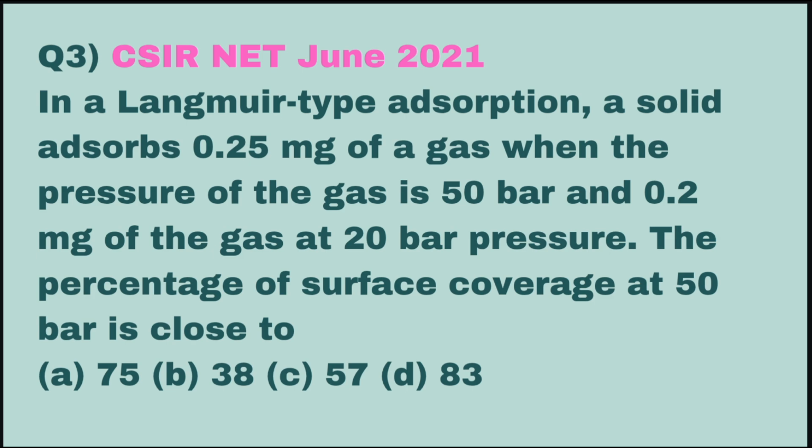This was also asked in CSIR NET June 2021. In a Langmuir type adsorption, a solid adsorbs 0.25 milligram of a gas when the pressure of the gas is 50 bar and 0.2 mg of the gas at 20 bar pressure. The percentage of surface coverage at 50 bar is close to option A 75, option B 38, option C 57 and option D 83.